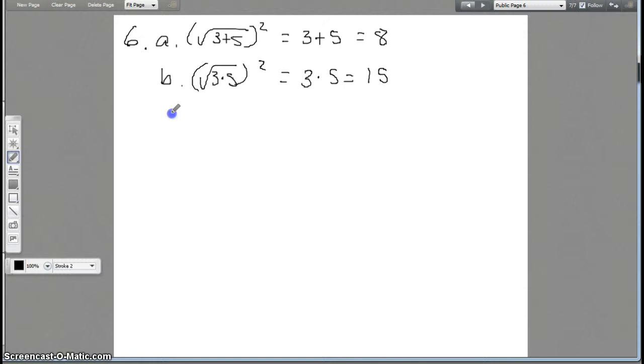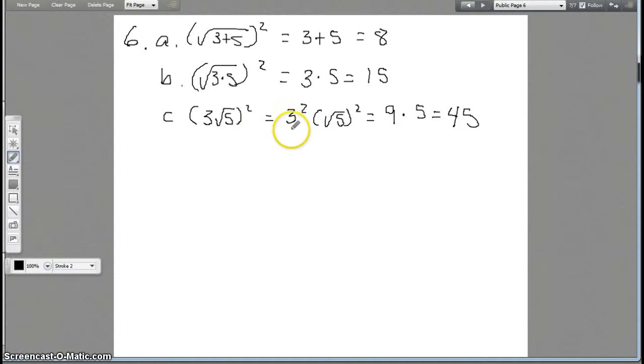Now let's look at part C. Part C is 3 square root 5 squared. Okay, this is where you have to be careful. When you have things that are being multiplied inside of parentheses and then the whole thing is being squared, each thing in the parentheses gets squared. This is 3 squared times the square root of 5 squared. 3 squared is 9. The square root of 5 squared is 5. 9 times 5 is 45.